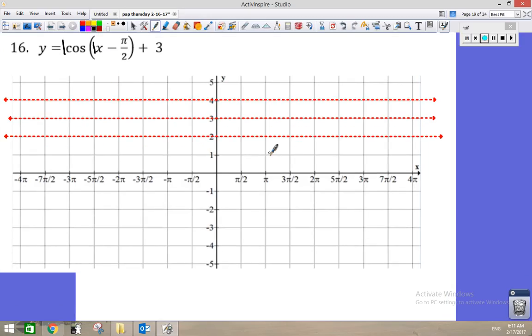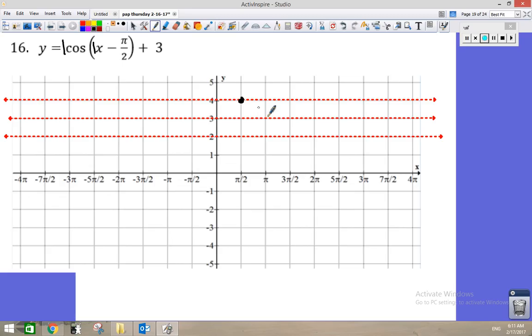So your period is 2 pi divided by b. B is 1, so 2 pi divided by 1 is just 2 pi. Now normally cosine starts at 1, but this minus pi over 2 is actually a shift to the right. So my starting point is going to be here at pi over 2 comma 4.